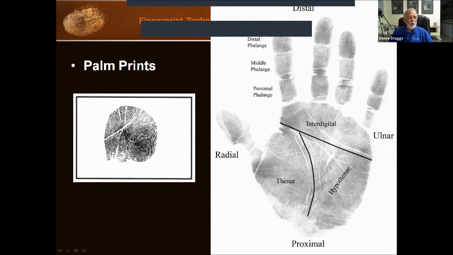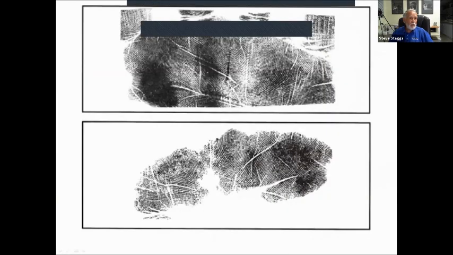In the interdigital area, remember the interdigital area here? Notice the presence of delta formations and loops. Okay, that's what we're getting at. So you're going to see delta formations and loops in this area. And they can be mistaken for a fingerprint. So here's one here that this is actually part of a palm print. And you're looking at that saying, I got a good fingerprint here. So sometimes we get a little bit fooled.